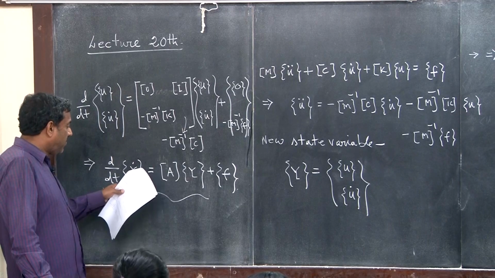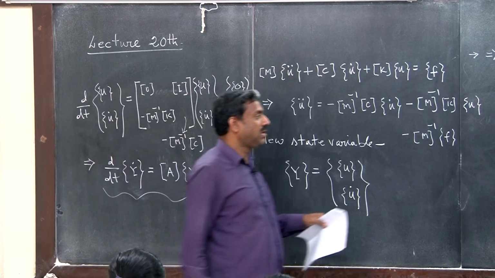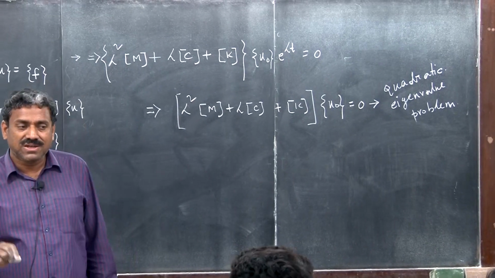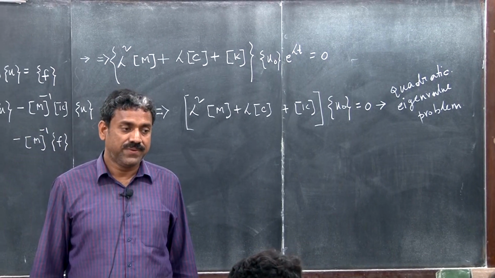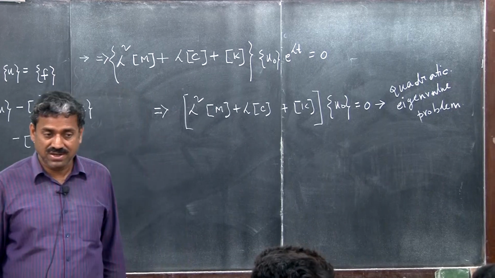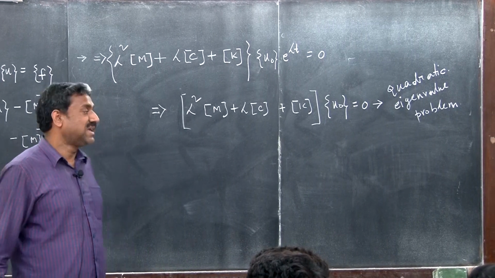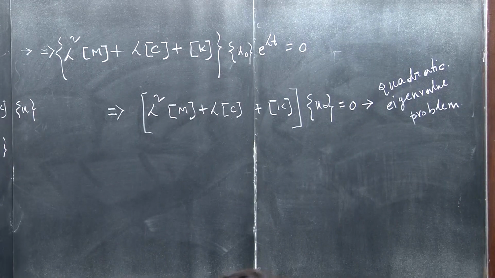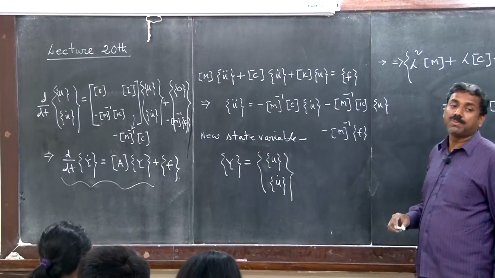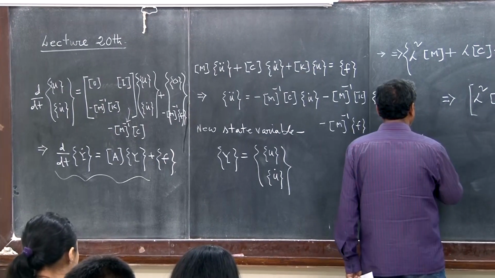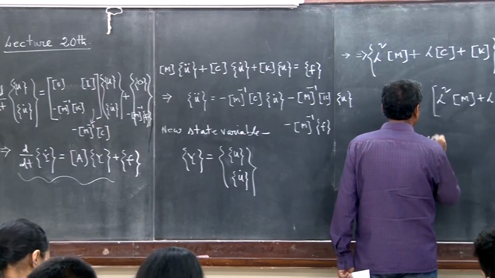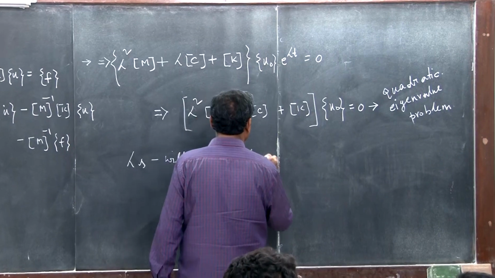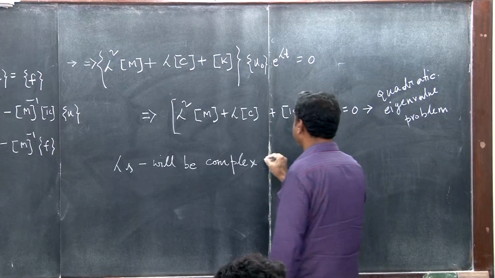Understand? So whether you solve this form or you solve this form, your eigenvalues will be the same. Only there will be a little change in the eigenvector. But yes, they are equivalent. Understand what I am trying to tell you? And the eigenvalues here, you see that because this matrix is asymmetric, right? So eigenvalues will appear in complex conjugates. Eigenvalues lambda will be complex.